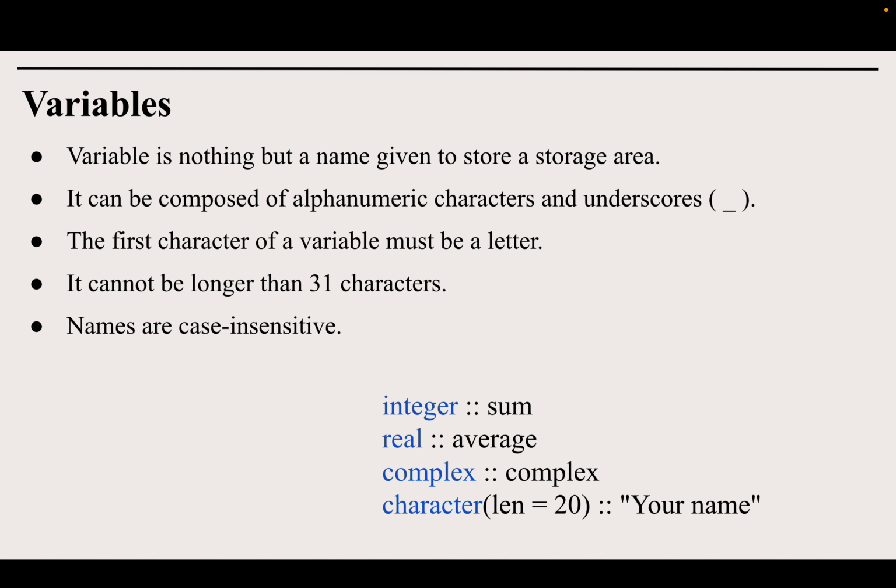And here you see that for integer, if I write this sum, it will return an integer value only. Real average will return a floating point, and complex will return a complex number in a plus ib format, and character will be like this kind, any word you want to write. But the length, as I have defined, will always lie within 20.